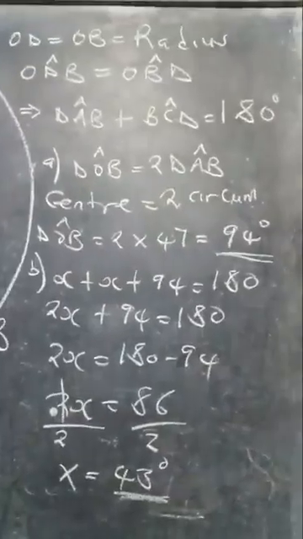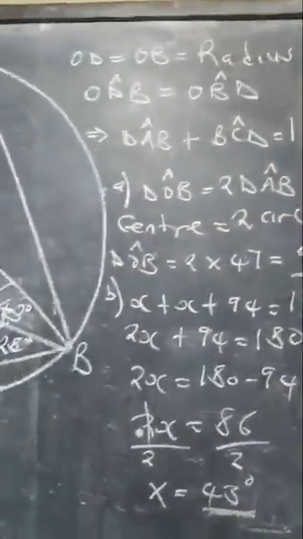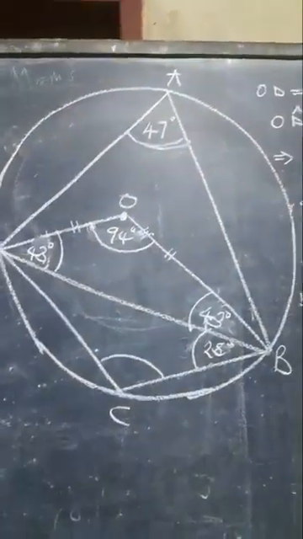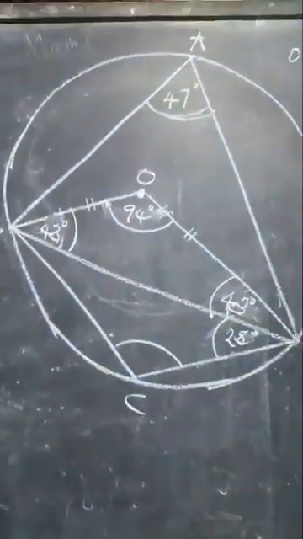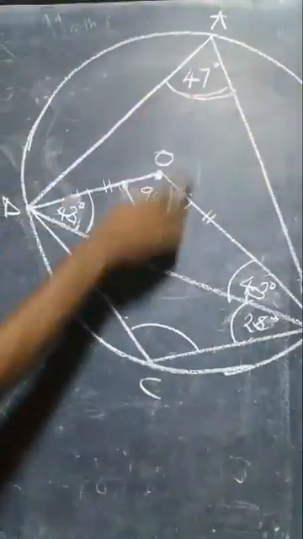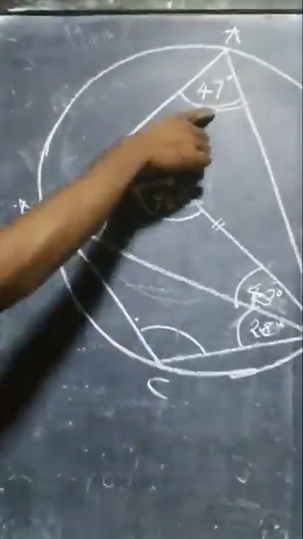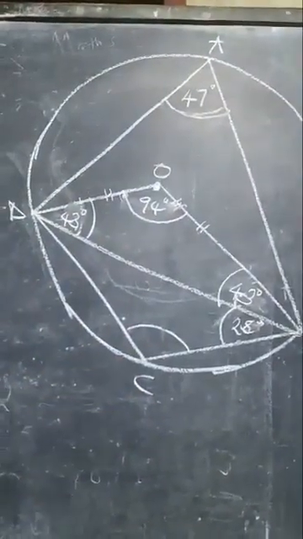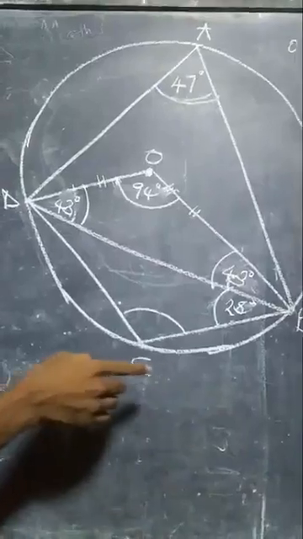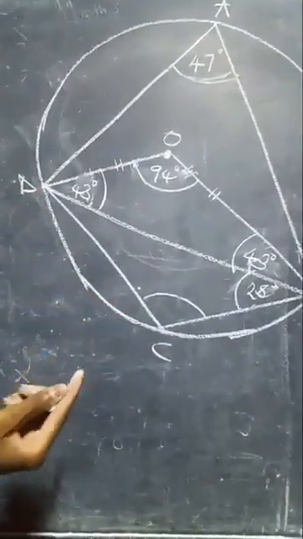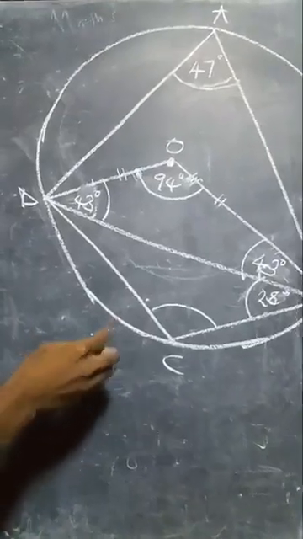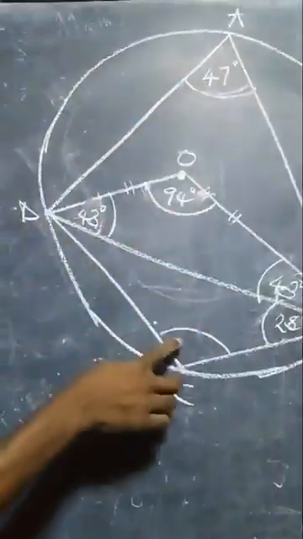Now back to our diagram. We said opposite angles add up to 180. That means finding angle DBC is now very simple. So we know that this plus that is equal to 180.